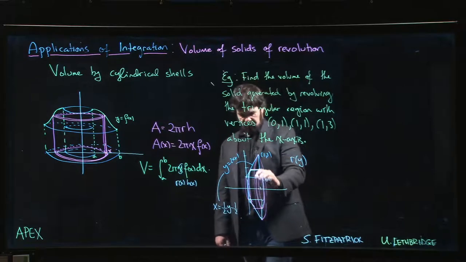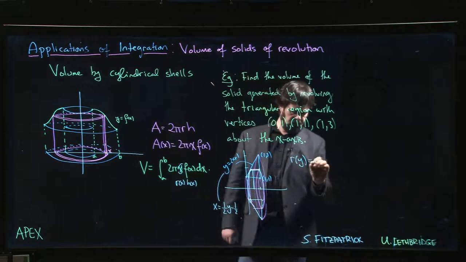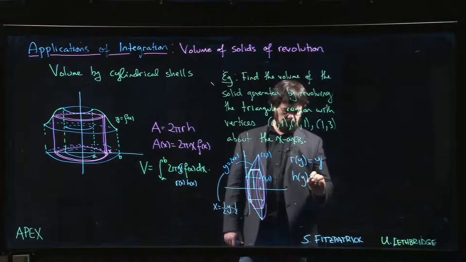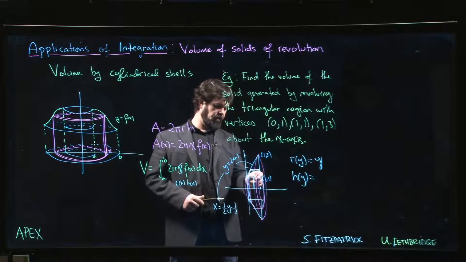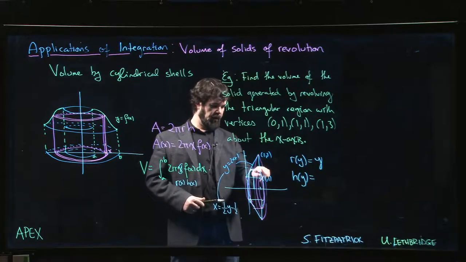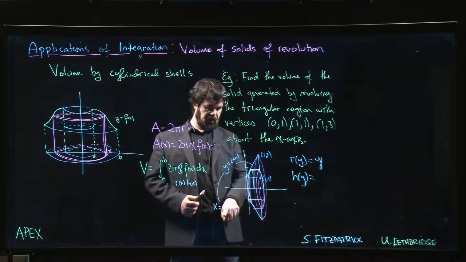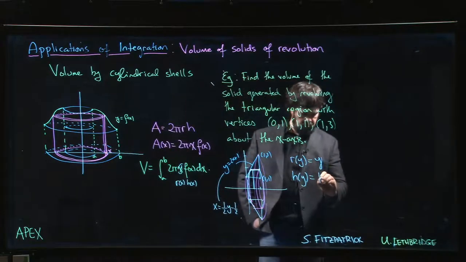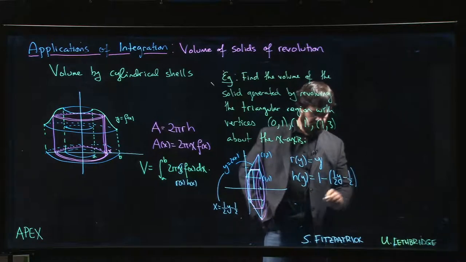Well, the radius is just the distance from here to here. It's just y. So the radius, r of y, is y. What about the height? Well, the height is the distance from this side of the triangle to this side of the triangle, expressed in terms of y. So here, x is equal to 1. Over here, x is equal to 1 half y minus 1 half. We want the difference in those x values. So it's 1 subtract 1 half y minus 1 half.